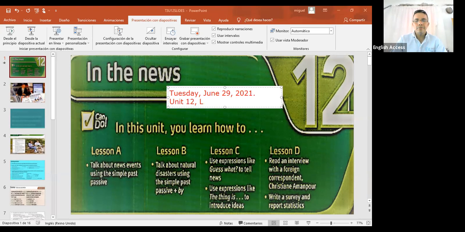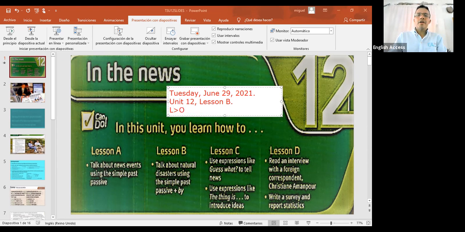Today we are doing lesson B. Okay, we almost finished lesson A yesterday, but today we're going to try. We are still learning our learning objective for the unit, actually, is the simple past passive voice.